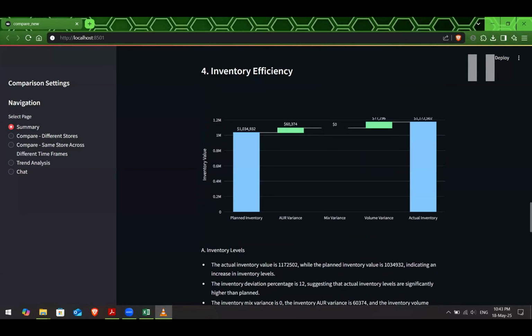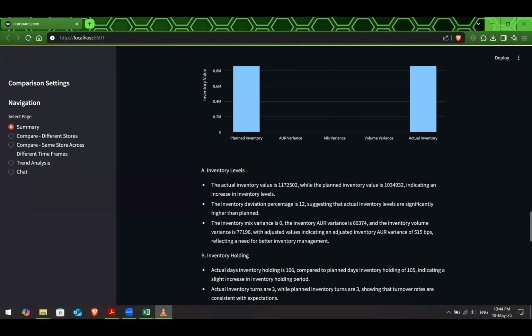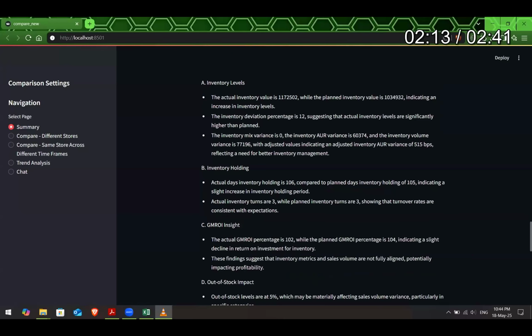And then the inventory efficiency. So inventory efficiency means inventory is basically stock. So how many units do you have? So we'll be considering inventory and we'll be giving summaries like inventory holding. So how long are we holding the stocks?